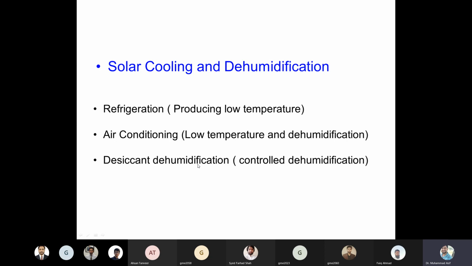Now, in various parts of the world, the humidity is too high to produce the air conditioning process. First, we need to dry that air. Along with that, we have so many applications in the industry as well. So we'll discuss in today's class.